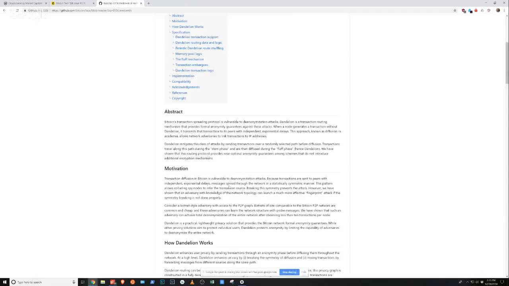Dandelion mitigates this class of attacks by sending transactions over a randomly selected path before diffusion. Transactions travel along this path during the stem phase and then are diffused during the fluff phase, hence Dandelion, stem to fluff. We have shown that this routing protocol provides near optimal anonymity guarantees among schemes that do not introduce additional encryption mechanisms.